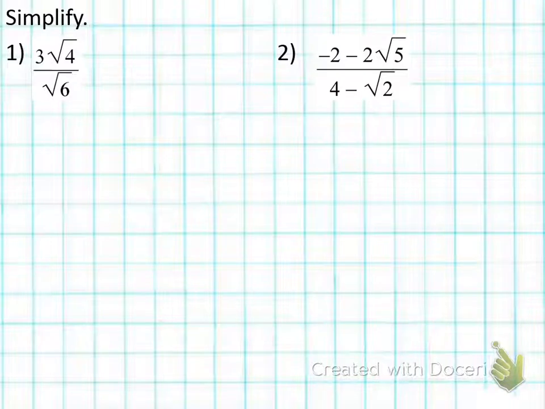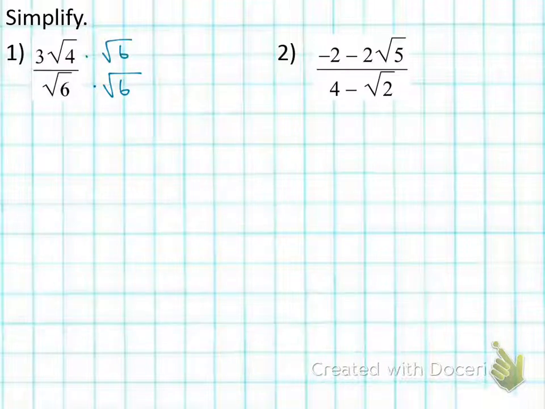Numbers 1 and 2. Number 1, 3 rad 4 over rad 6. So let's say that number 1, this is the answer you got from a long problem. You got to this part now. We don't like rad 6 in our denominator, so how do we get rid of a rad 6? Since it's a single radical, it's a monomial, we would multiply it by itself, so rad 6 times rad 6, numerator times rad 6.